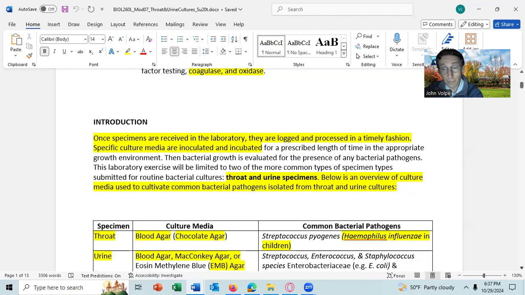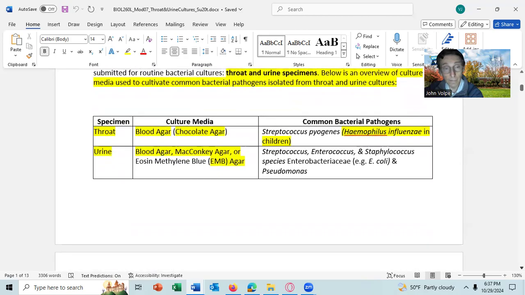Below is an overview of the culture media used to cultivate common bacterial pathogens isolated from the throat and from urine cultures. So first, there's the throat, and we use blood agar as the main agar because the main bacterial pathogen is Streptococcus pyogenes. This is the bacteria that causes strep throat.